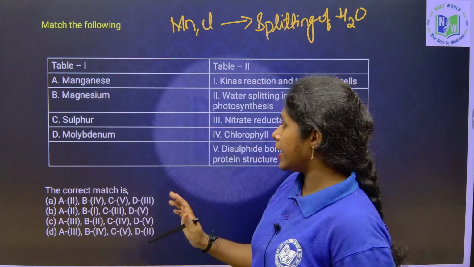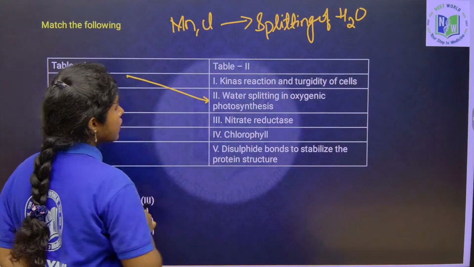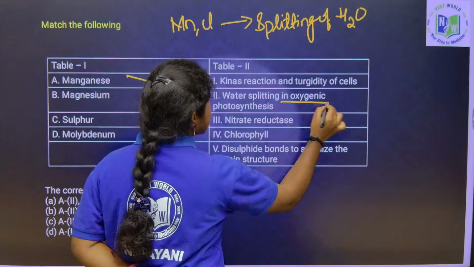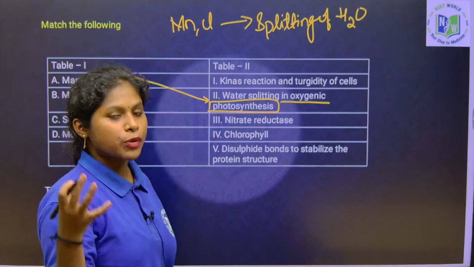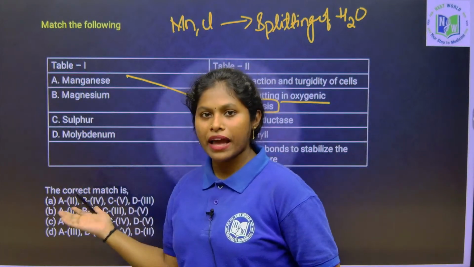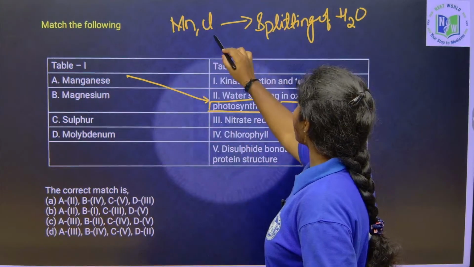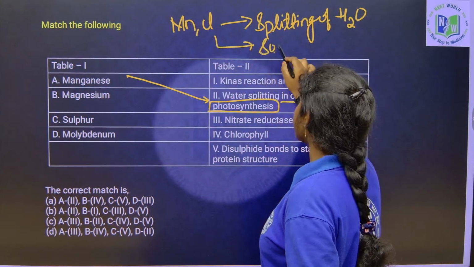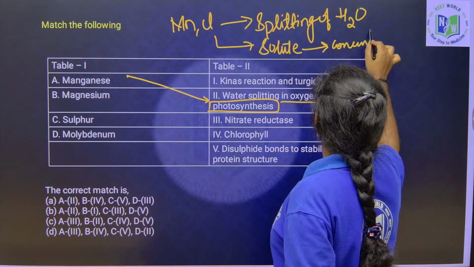Now see whether the element is there here or not. So here the manganese, a direct question. So water splitting in oxygenic photosynthesis. For the oxygen evolving complex, the main element is manganese and chlorine. If they have not given manganese, definitely it is chlorine. And also chlorine is mainly important for the solute concentration, students. It is also involved in the solute concentration.